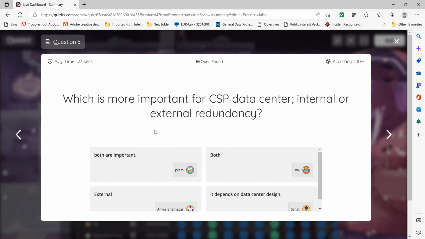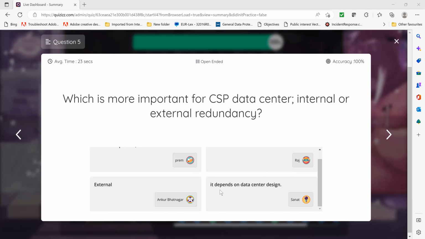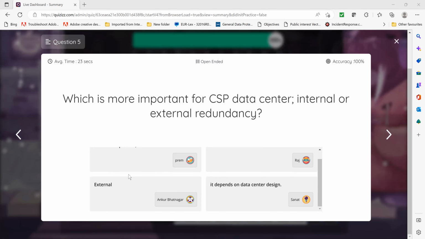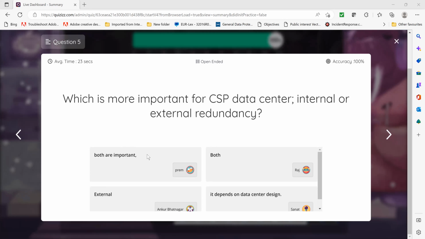What is important for CSP data center? What is more important for CSP data center, internal or external redundancy? Both are important. Both, it depends on the data center. No, it does not depend upon anything. Both of them are important.